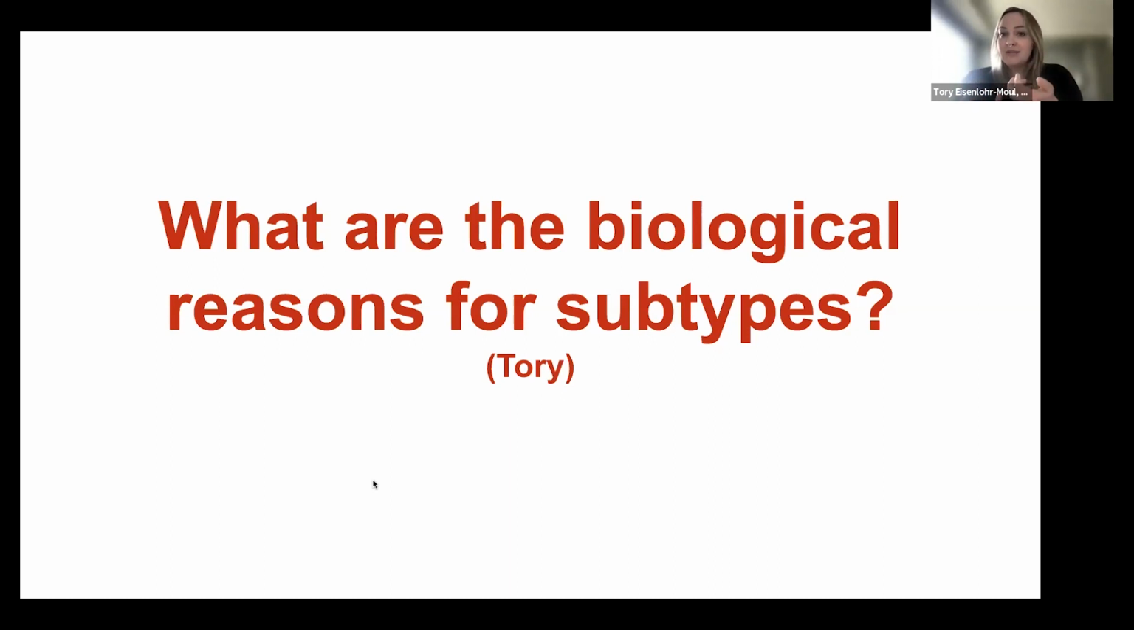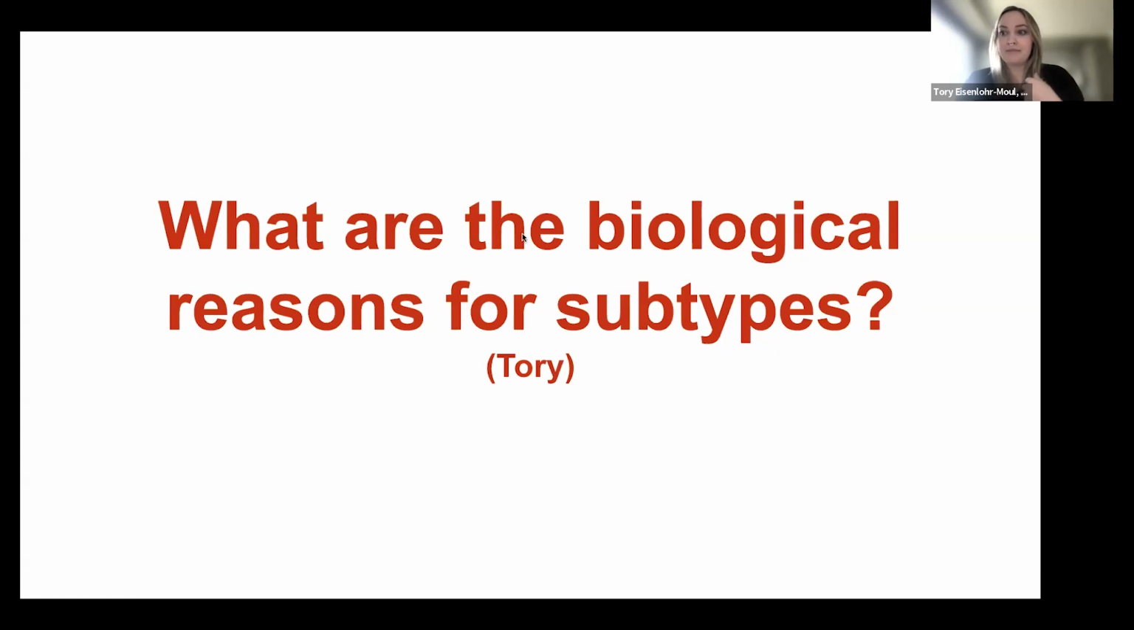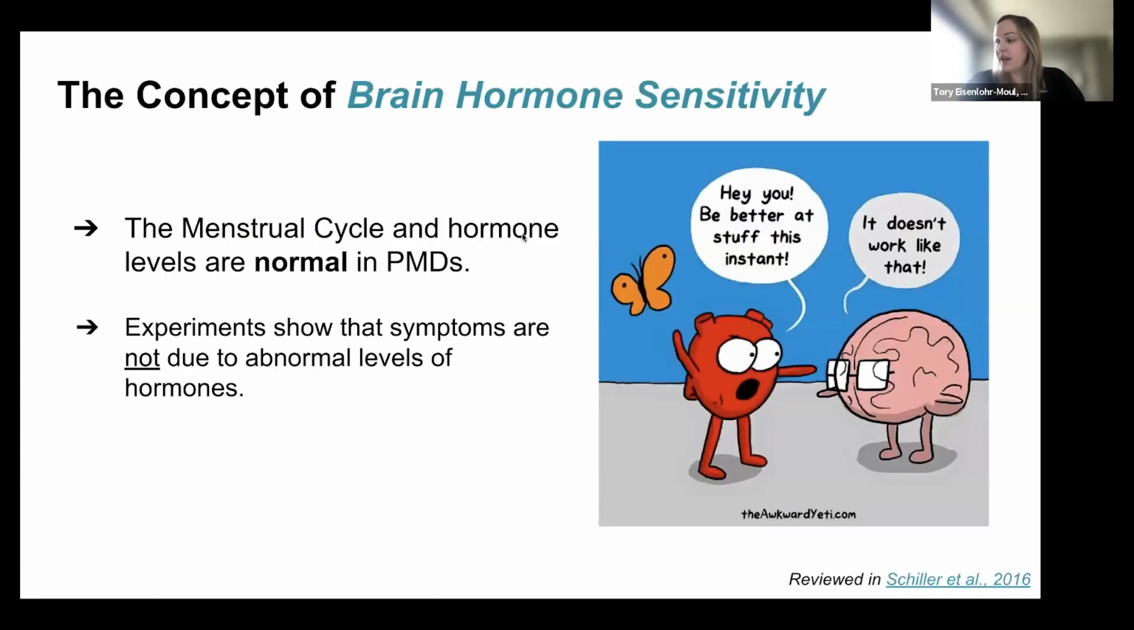And we're not quite there yet, of course, but I want to talk a little bit about where we might look or what we might think about when we're trying to think about what the different biologies might be. So first of all, the concept of brain hormone sensitivity is really important. The menstrual cycle and hormone levels are normal in premenstrual disorders, and that shows up in premenstrual dysphoric disorder, also people who have hormone sensitivity in the context of a chronic disorder, like with PME. And it doesn't seem to be the case that the hormones are metabolized or broken down differently between the groups either. So for a long time, scientists thought that might be the case.